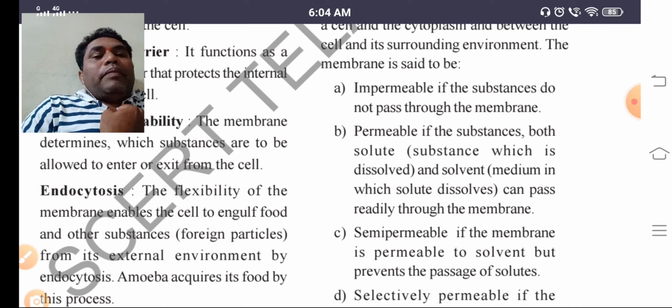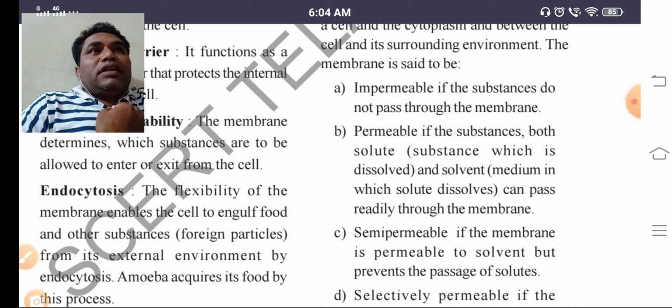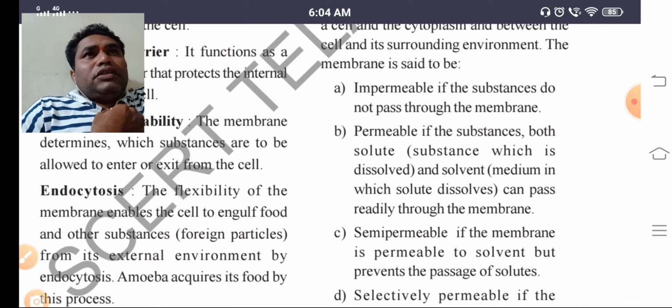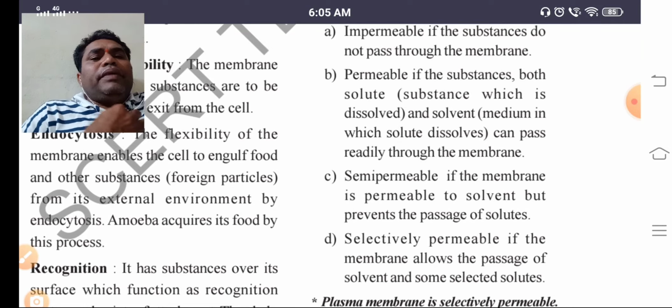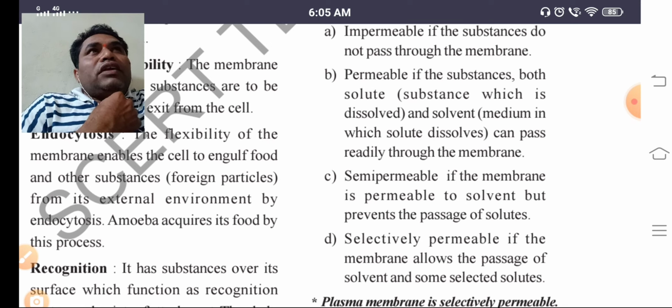Second point, permeable. If the substances are suitable to the cell, if they easily pass through the plasma membrane, then they are allowed to pass easily. Mainly it is a solvent. Next, semi-permeable. Semi means half, which means the plasma membrane allows only solvent but not solute. Sugar is not allowed to pass through, only water is allowed. One material is allowed, another is not, hence it is a semi-permeable membrane.